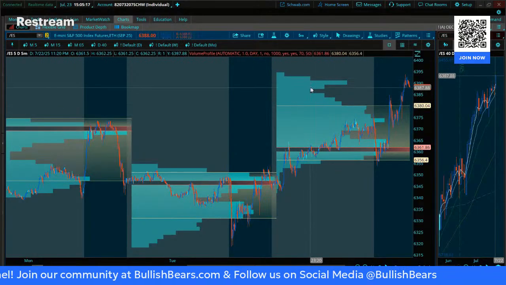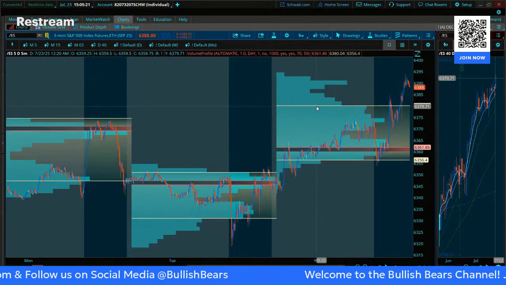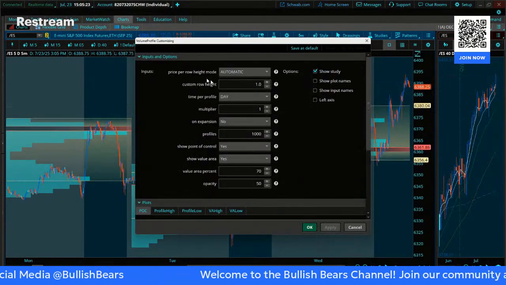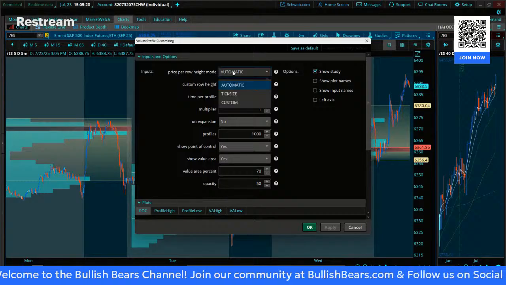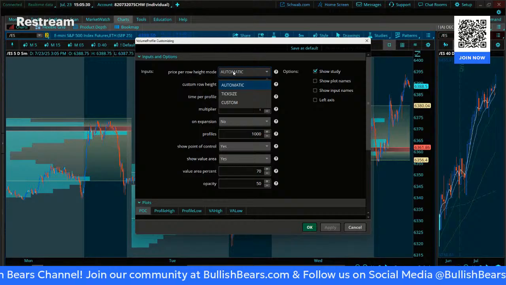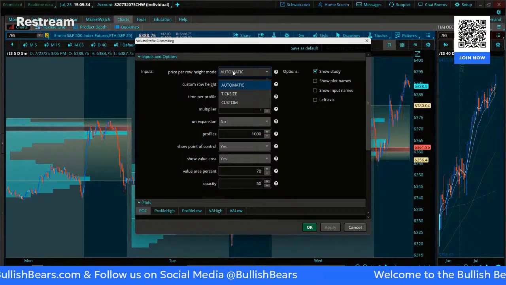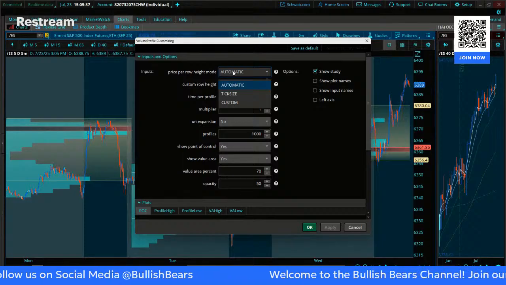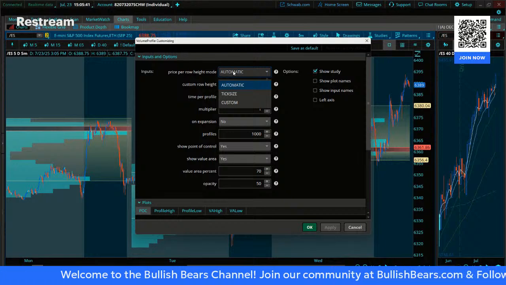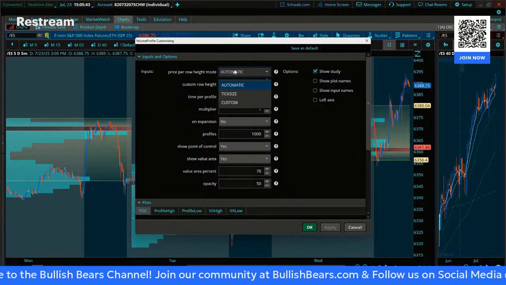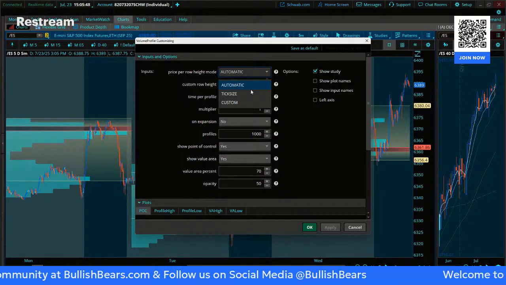Oh, and if yours looks fat and gangly like this with these big, thick bars, open it back up and go to price per row height mode. I watched a number of videos when I was first messing with volume profiles, and I think every video said, don't mess with this. Why would they tell you not to mess with it? It just defeats the purpose of wanting to know how this indicator works. Oh, well, set it here and set it here and don't mess with that. Yeah, thanks. That ain't helpful.